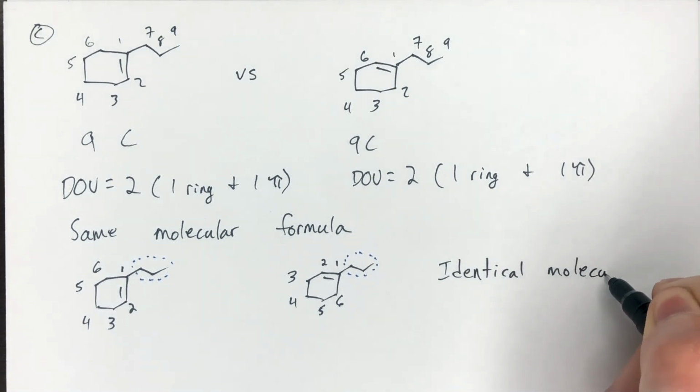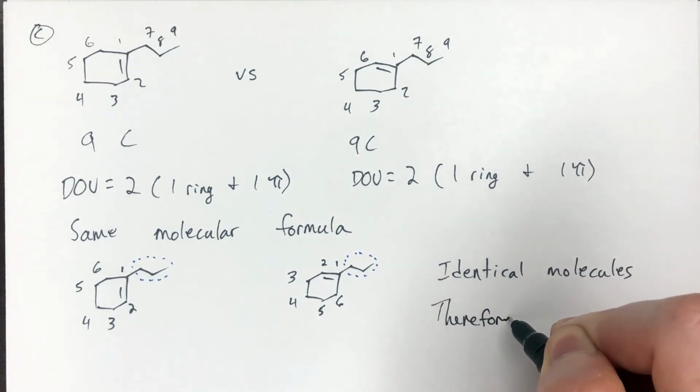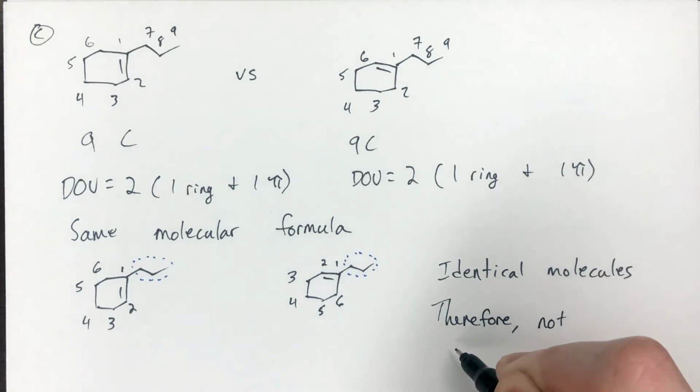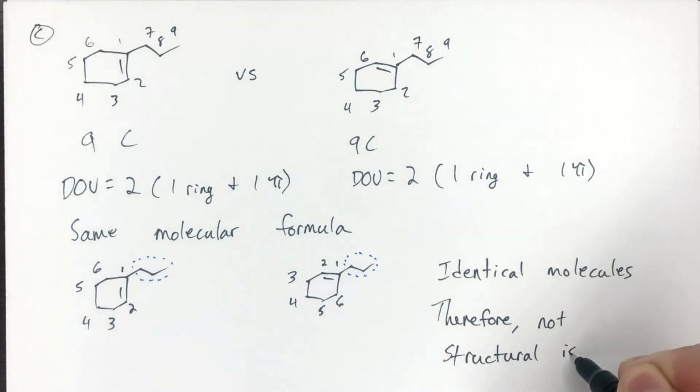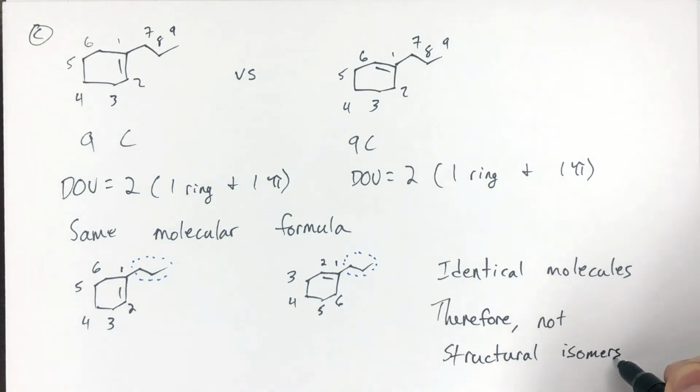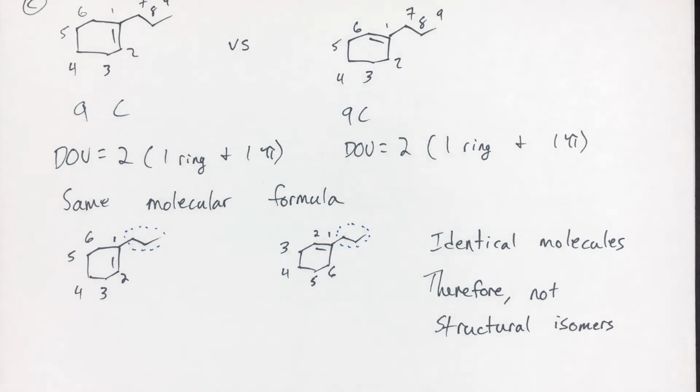Therefore, not isomers. At least not structural isomers, because the connectivity is exactly the same. Right? There's no difference in the binding. It's just the orientation, the perspective that we're looking at it is different, which does not have any implication on structural isomerism.